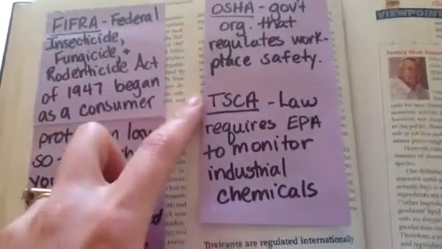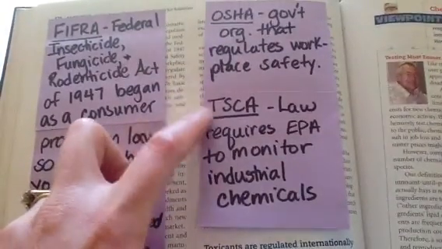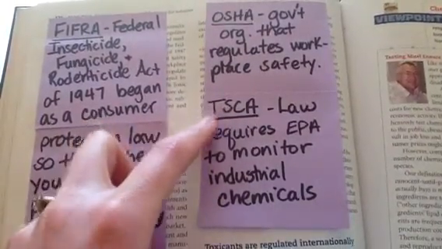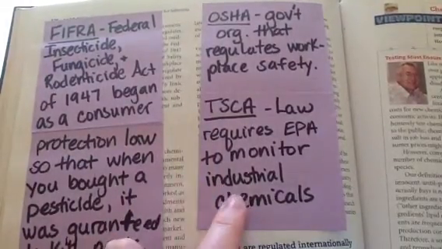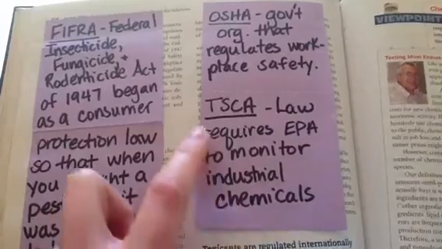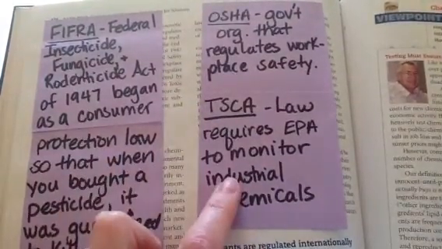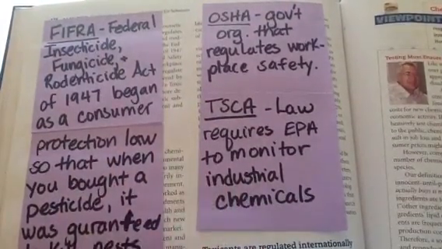This is another law, the Toxic Substances Control Act. You just need to know it as TSCA. The law requires that the Environmental Protection Agency monitors industrial chemicals. So make sure you know that this law is for industrial chemicals, not all chemicals.